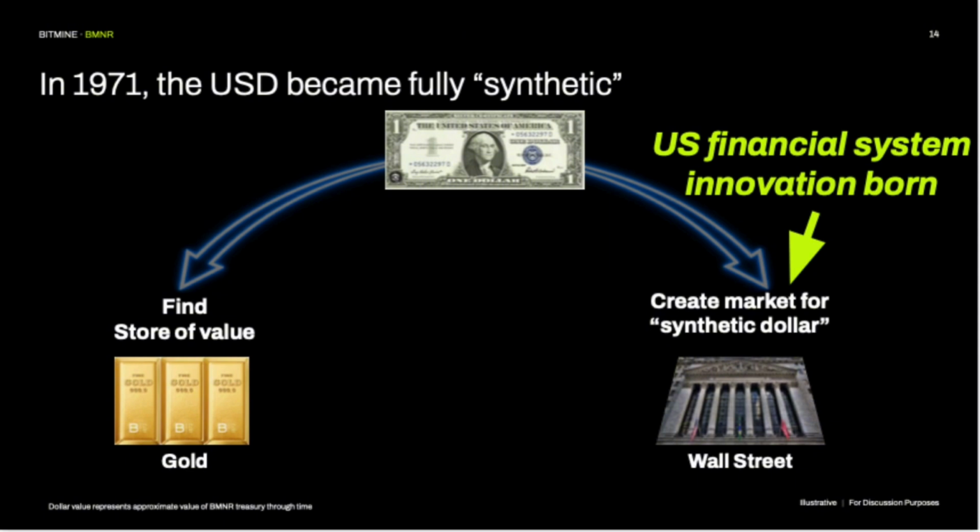In that model, gold's dominance as a store of value declines. A newer, more flexible form of money, the synthetic dollar, is created, and a new market forms around that money, modern Wall Street, which explodes in size. On the back of it, countless financial products appear.